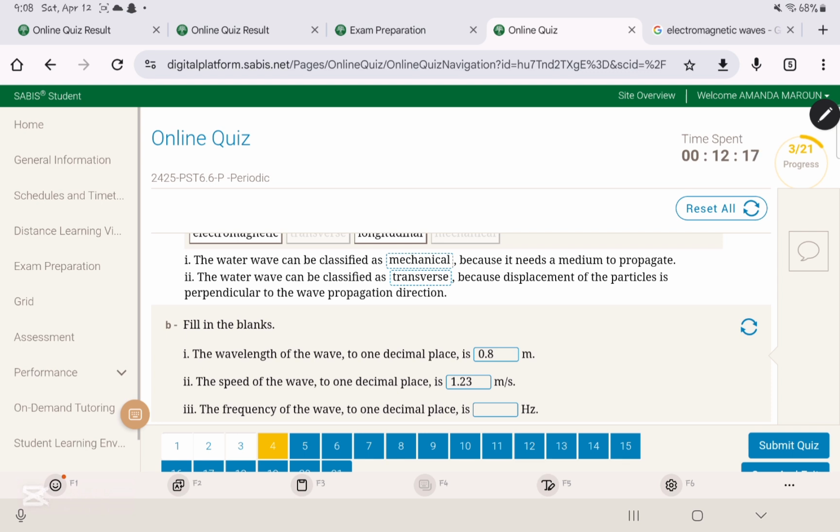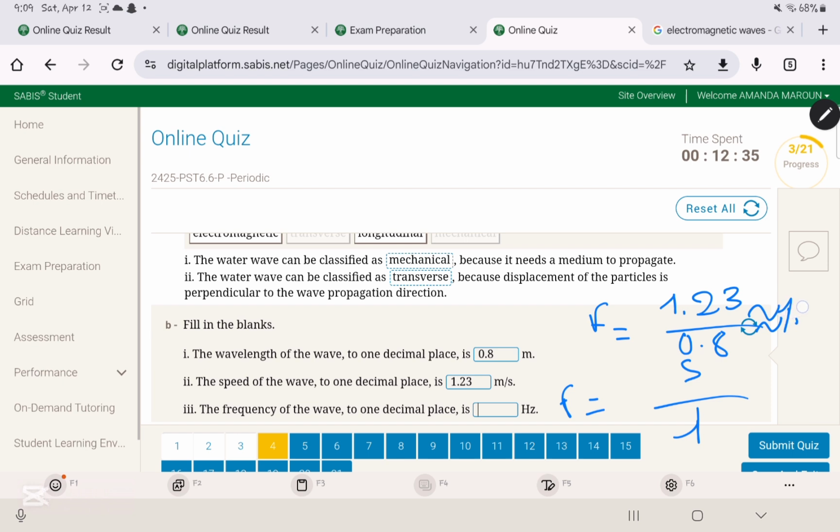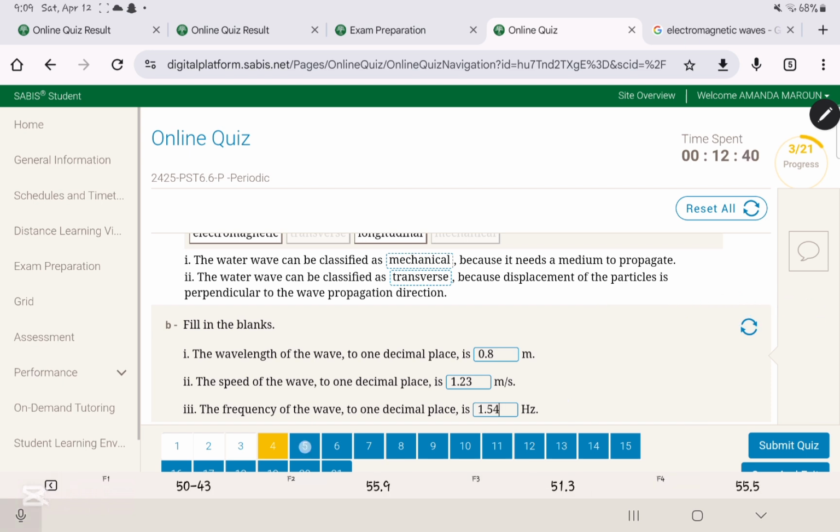Now they need the frequency. We know that the frequency is equal to the speed over the wavelength lambda. So frequency is equal to the speed, which is 1.23 meters per second, over the wavelength, which is 0.8 meters. So 1.23 over 0.8, you will get approximately 1.54 hertz. So this is the frequency.